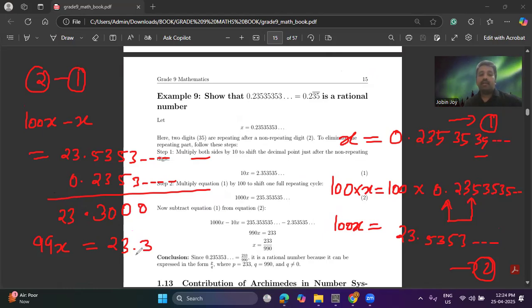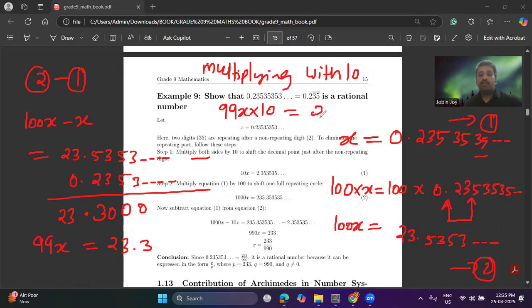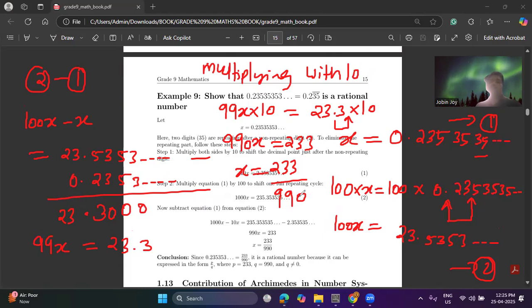So here there is one decimal, right? So I am multiplying with 10. That means I will be getting 99x into 10 equals 23.3 into 10. So 99x into 10 means 990x equals 23.3 into 10. Shifting this decimal to the right side, that means 233. So the value of x will be 233 divided by 990.